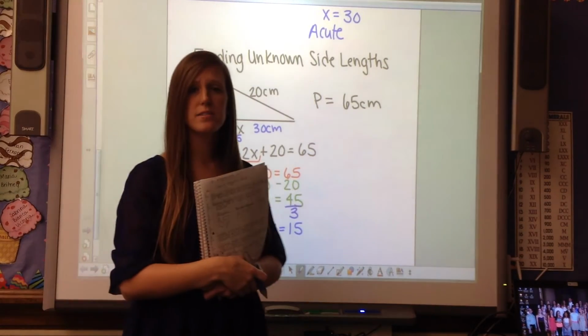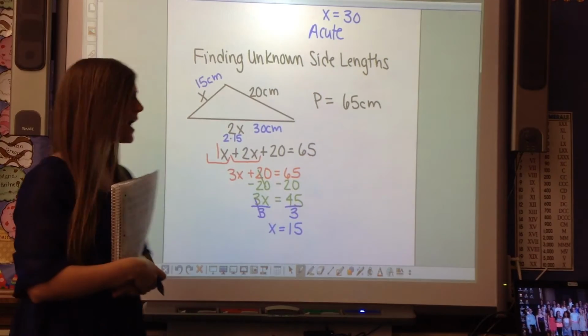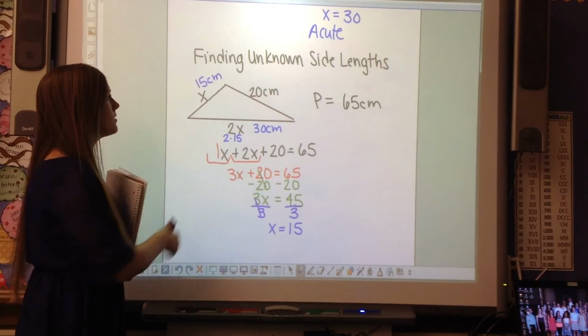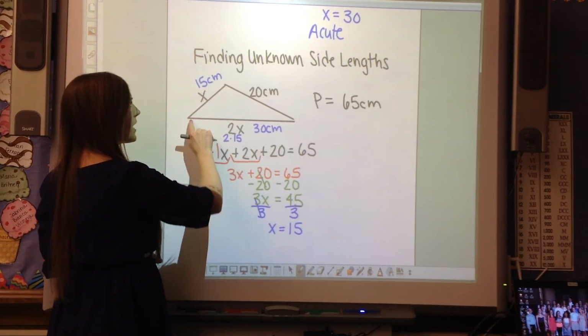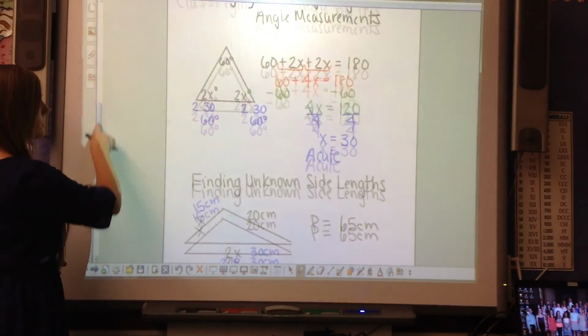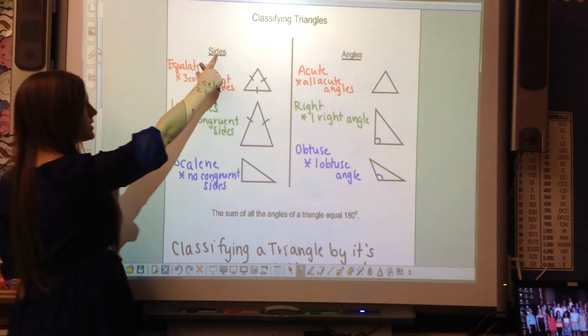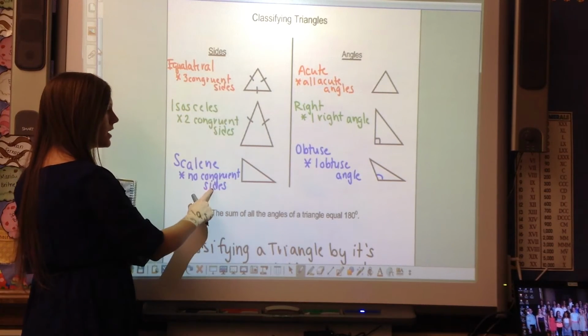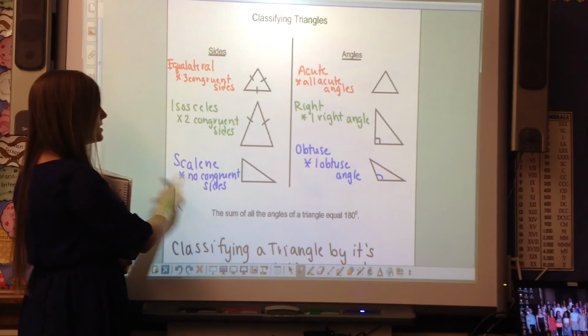You can now classify this triangle according to its sides. Okay, it looks like I have all different sides. None of them are the same. So that means, we look at what we did above here. We're classifying by the sides now. If none of the sides are congruent, it's called a scalene.